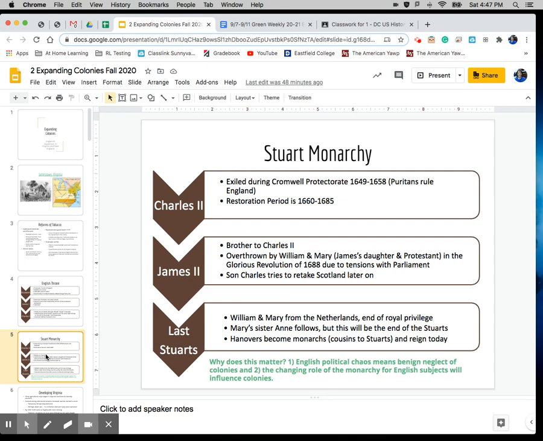He's kind of known as the party king because it's all about reopening the theaters and having Christmas again, and having all those things that Cromwell had put an end to. So then when he passes away, James II becomes king. Now, James is the brother to Charles.